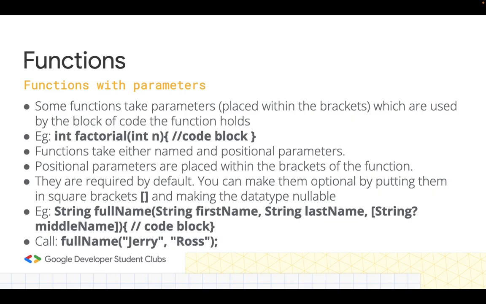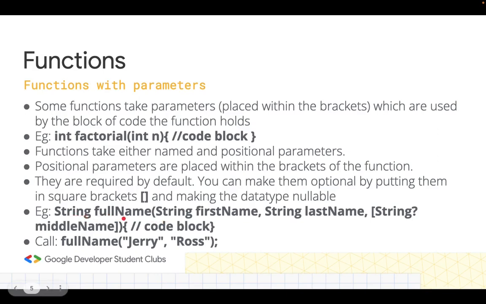Positional parameters are just parameters in the brackets of the function. If you are calling a function with positional parameters, the arguments are linked to the parameters based on the position they appear in. So, an example. There's an example over here. I hope you can all see.